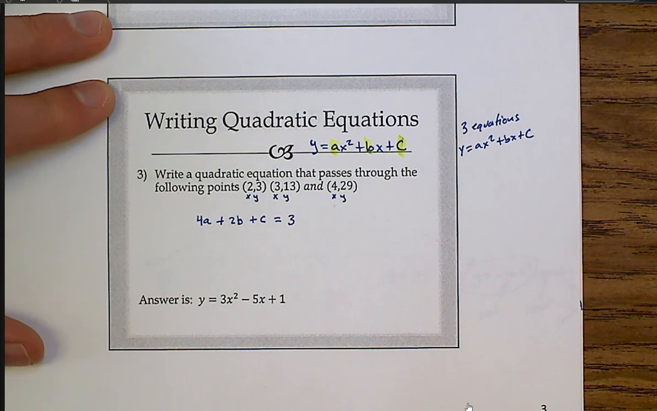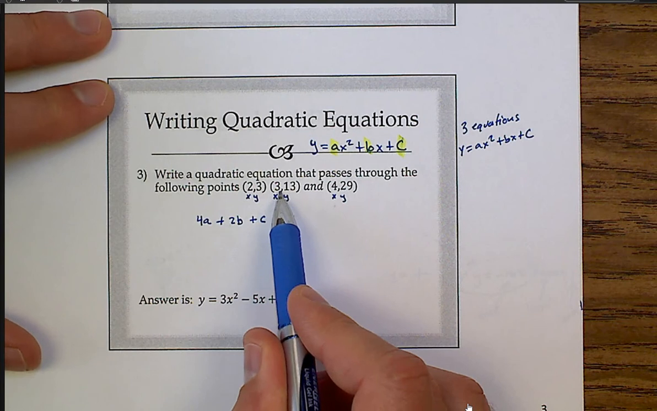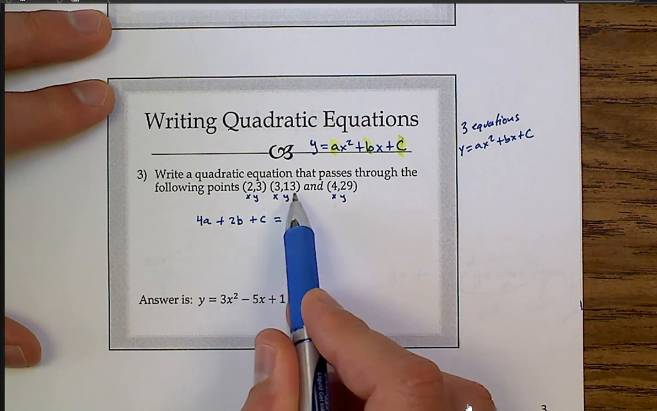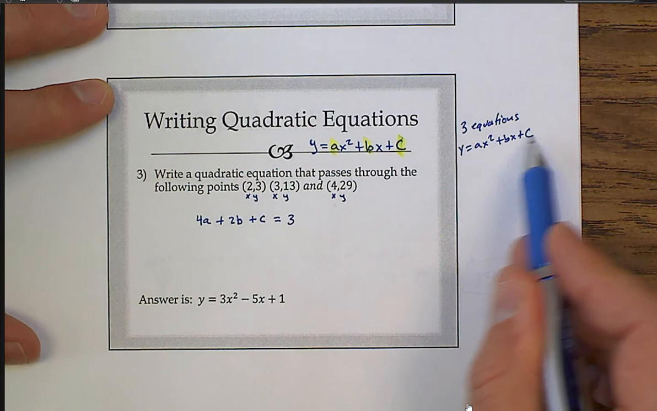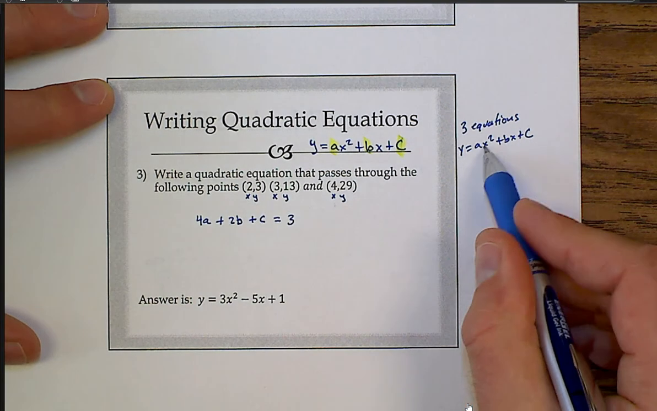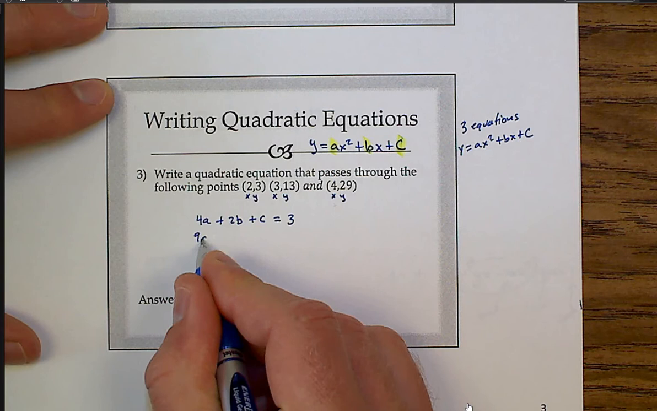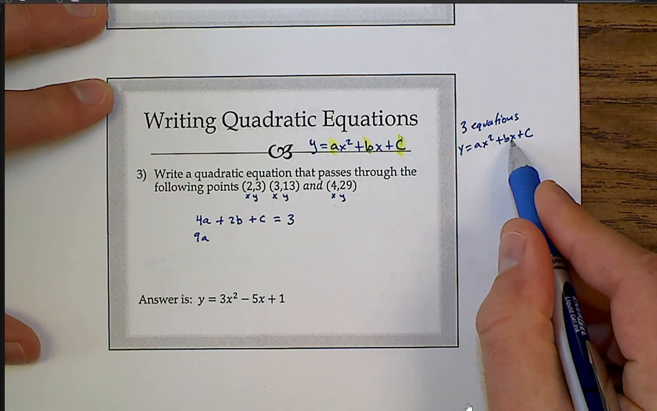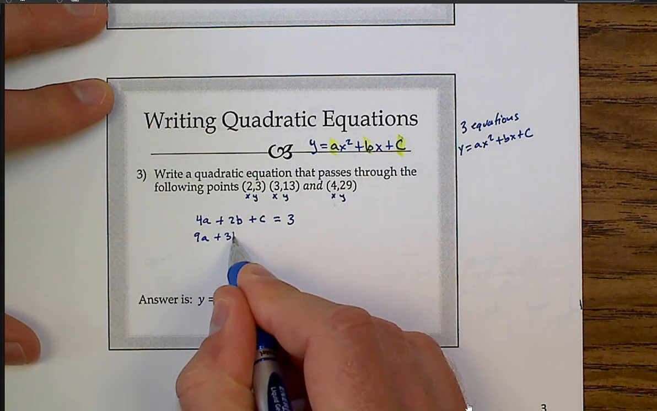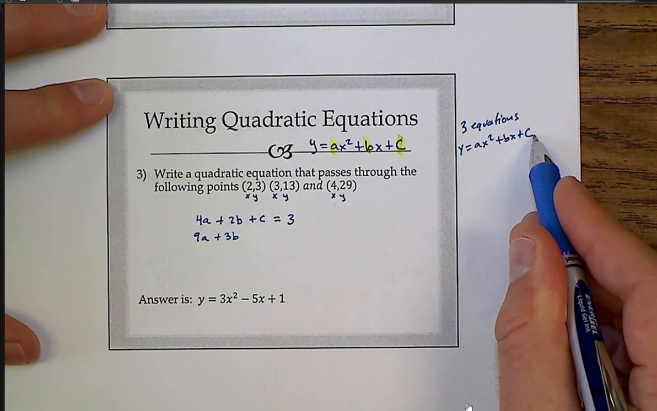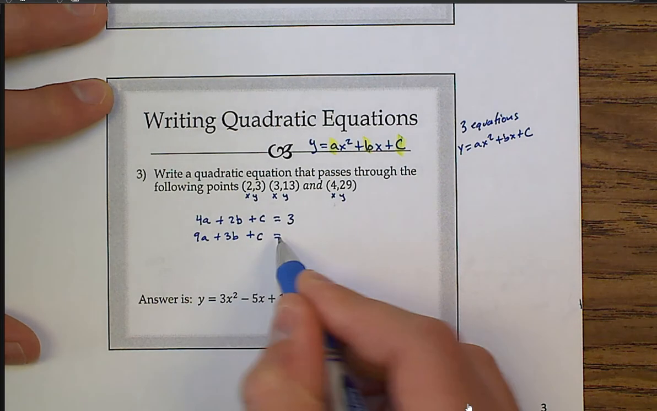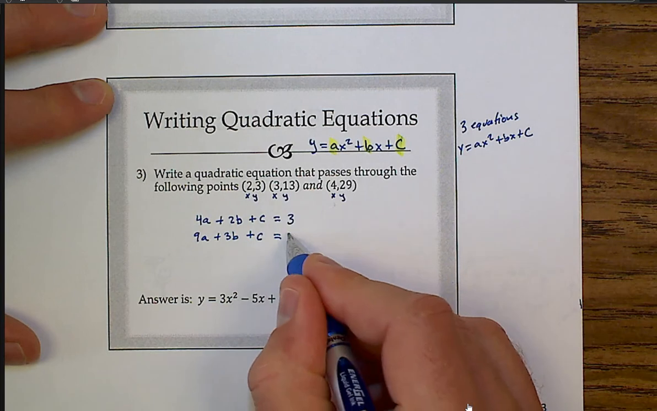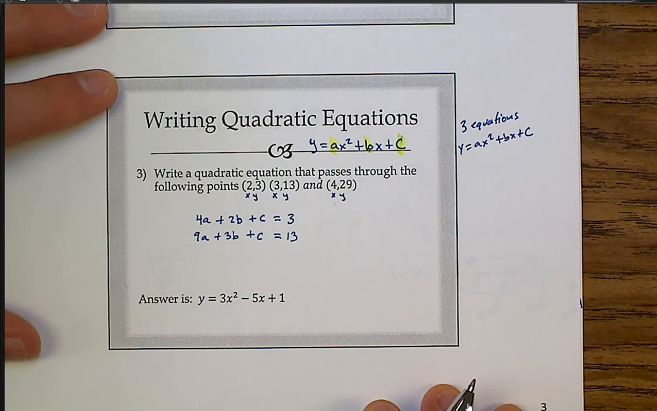All right, so let's move on to the second point, which is x equaling 3 and y equaling 13. We're going to plug 3, 13 into this equation right here. So what's 3 squared? That's 9, so I'm going to have 9a. b times 3 would be 3b. I don't have any x value to plug in for c, and I don't know what c is, so it's just plus c. And what does that equal for my y value? My y value was 13. Okay? And then we got to do this one more time.